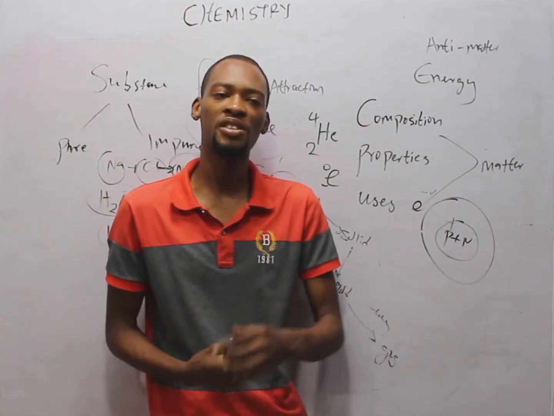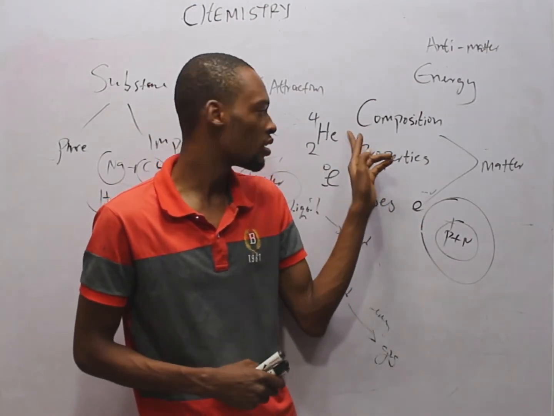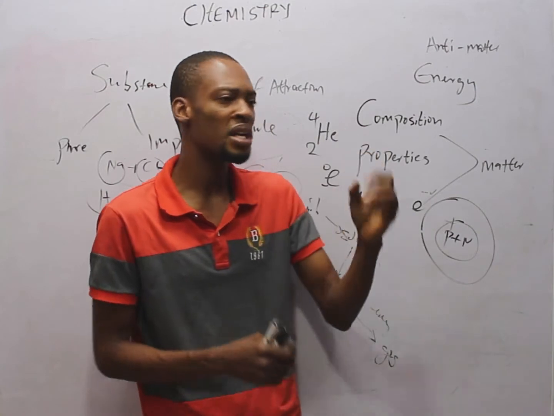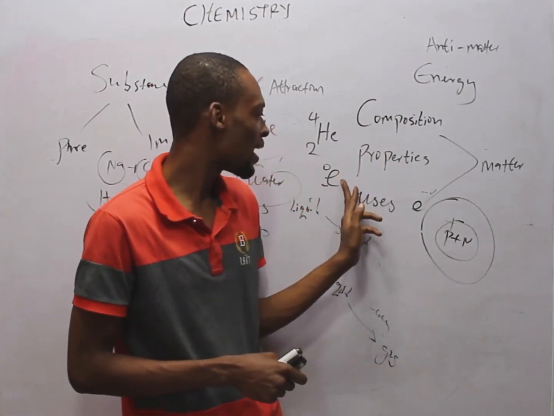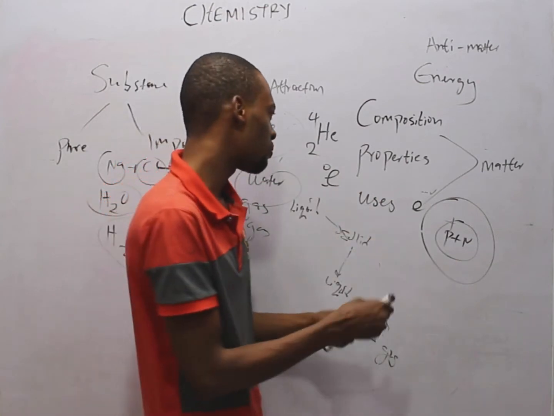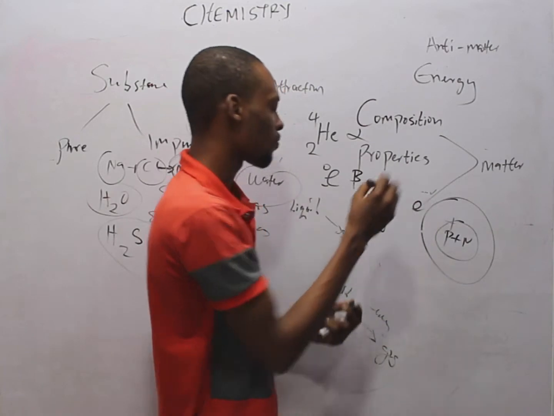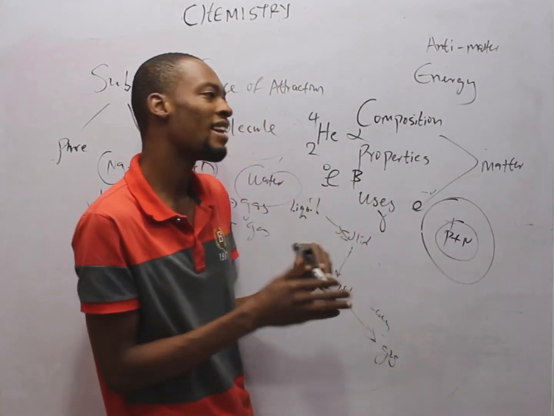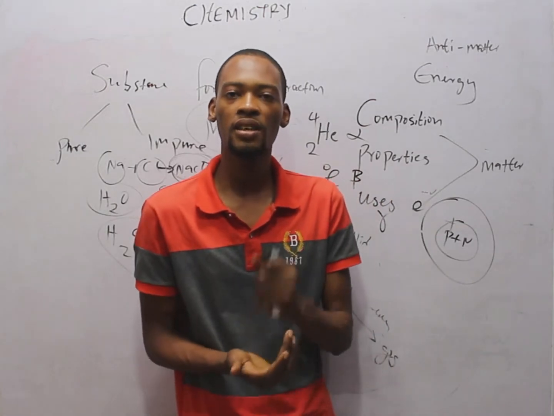Gamma ray has the highest penetration power, followed by beta particles, then alpha particles. Alpha particles can be stopped by paper. The ray is not powerful. Beta particles can be stopped by aluminum foil, while gamma rays can be stopped by a lead block.